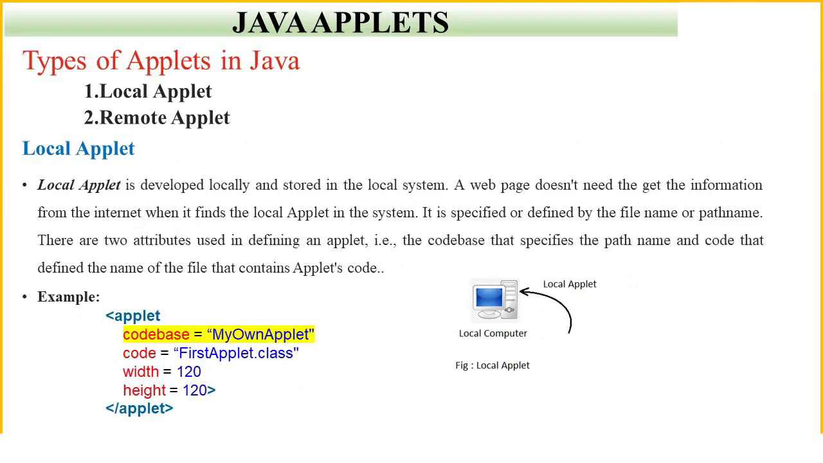Types of applets. You have local applet and remote applet. A local applet is developed locally and stored in the local system. A web page does not get the information from the internet when it finds the local applet in the system. It is specified or defined by the file name or path name. There are two attributes used in defining an applet: the codebase that specifies the path name, and the code that defines the name of the file that contains the applet. You have an example that represents this.